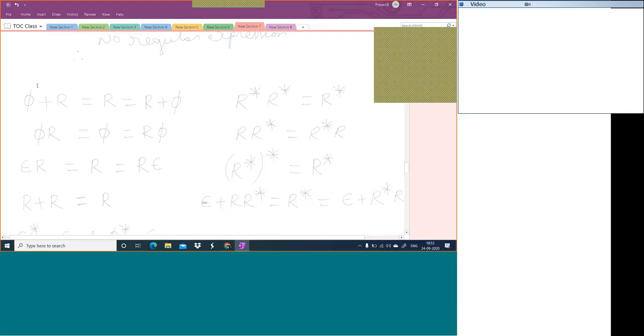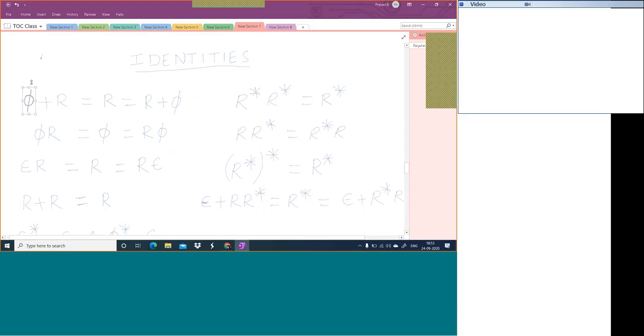Okay. So these are the identities. You must remember these identities. These are the formulas. These will be very much useful for constructing the regular expression for a given finite automata. So remember, just keep this in your mind.